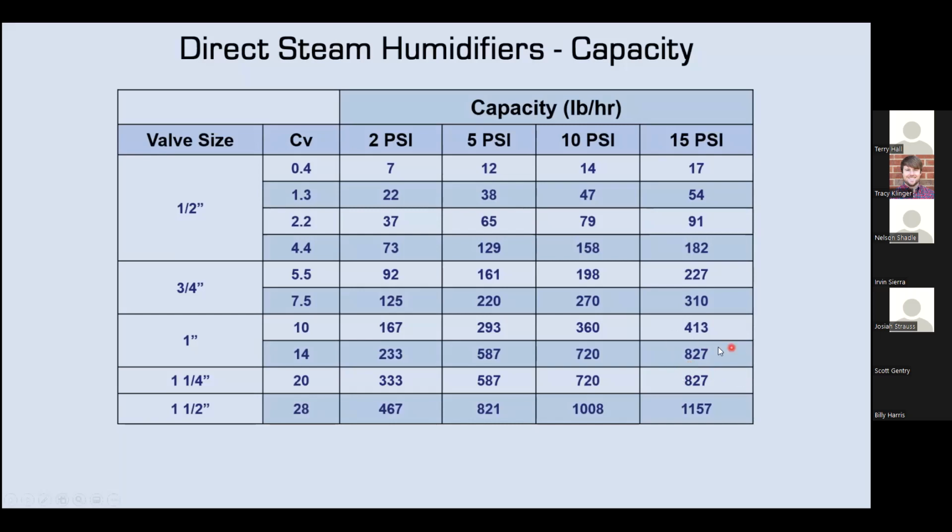However, when that valve is fully open at 15 PSI, you're making 827 pounds per hour. So if this is an air handler, or a ducted application, and your load is just over the threshold of one of the valve sizes, when you open that valve, it's going to supply way too much steam over what you really need. So that could be an issue.